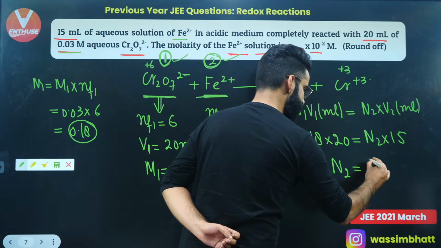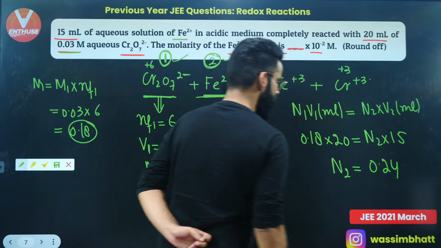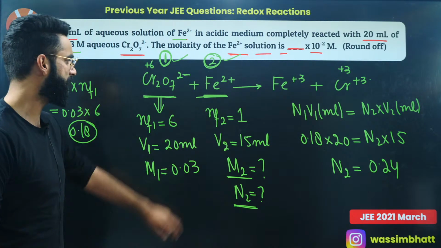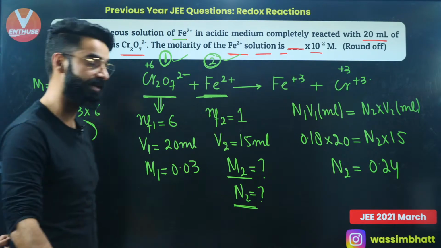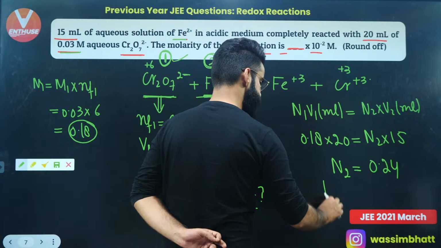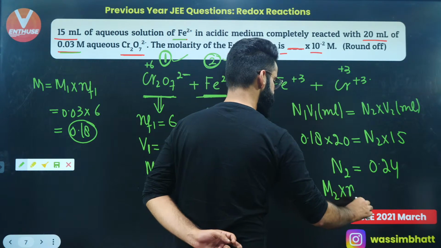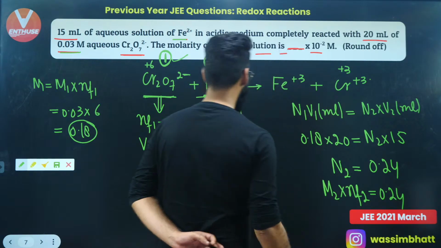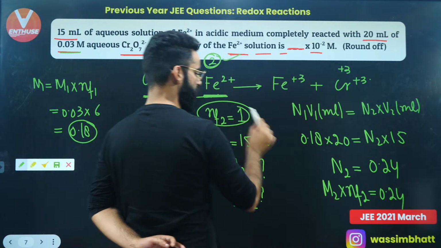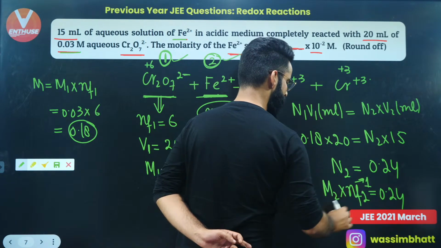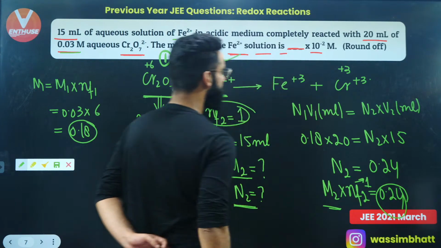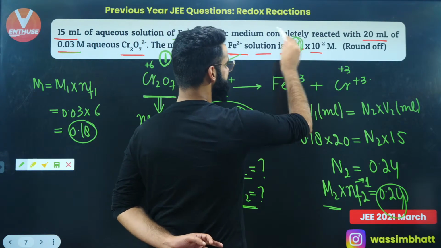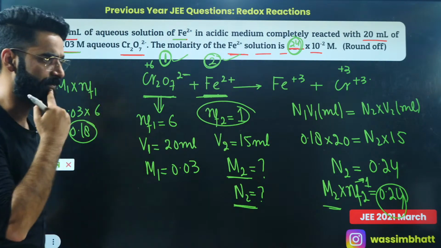Well, people are saying it is 0.24. But was I supposed to calculate the normality of second or the molarity of second? I was supposed to calculate the molarity of Fe 2+. I calculated the normality, right? So normality of second is equal to molarity of second multiplied by n factor of second. It is equal to 0.24, right? N factor of second is equal to 1. So molarity of second is 0.24. 0.24 I can write as 24 times 10 to the power minus 2. So this is 24, which I was supposed to calculate, right?